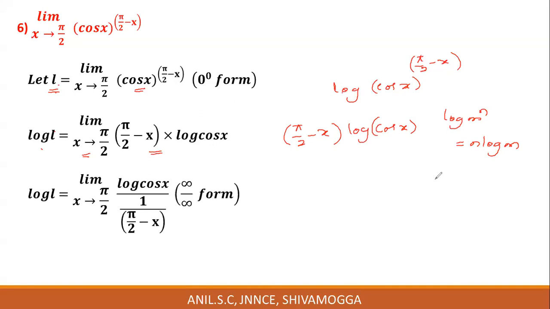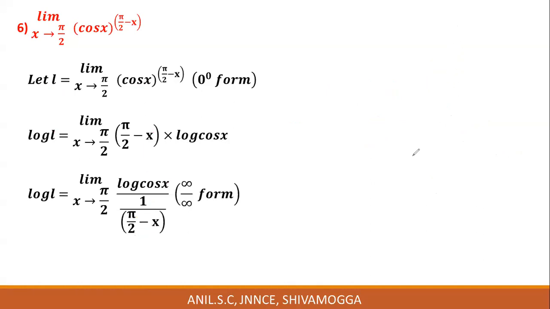Our aim is to convert this into either 0 by 0 or infinity by infinity form. Therefore, we shall rewrite this function as log cos x, keeping it as it is, whole divided by 1 divided by pi by 2 minus x. There is no change in the expression. If you transfer pi by 2 minus x to the numerator, you get the same term. Therefore, pi by 2 minus x can be written as 1 over 1 by pi by 2 minus x.